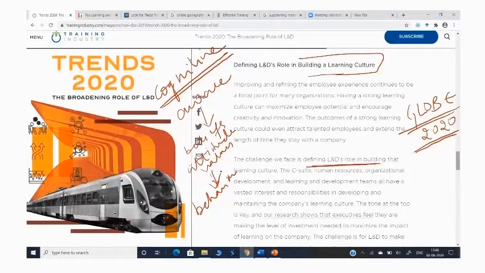Therefore, training and development plays a very crucial role in developing a culture of learning in the organization. Whenever organizations go for mergers and acquisitions, it's very important that when an employee from one culture is coming to another culture, you give training to them.